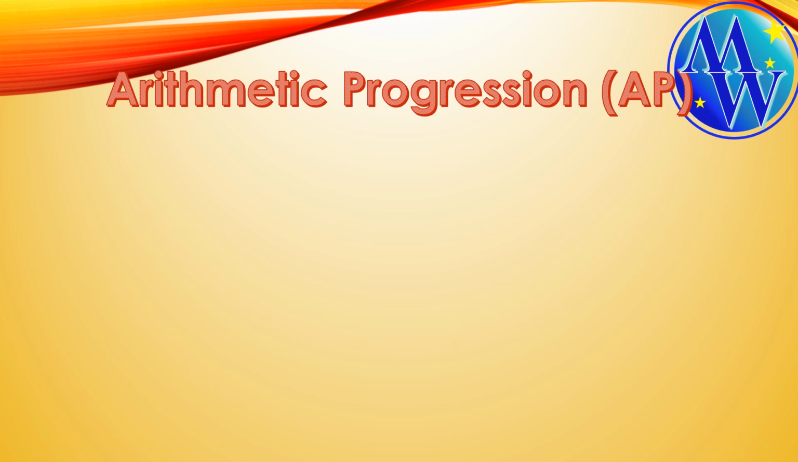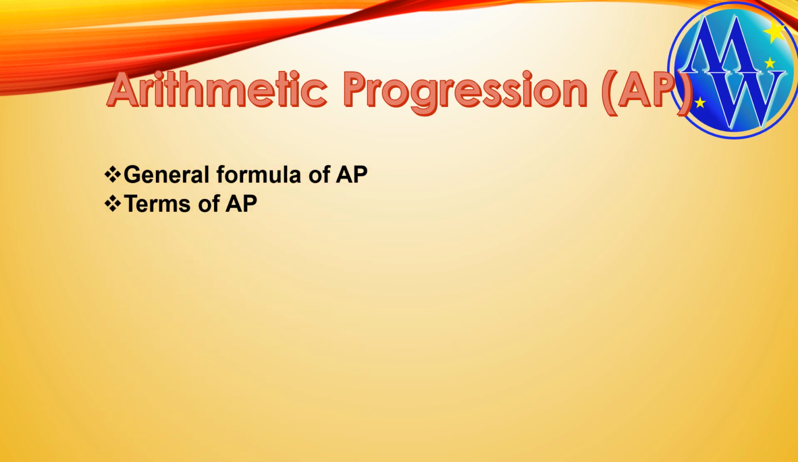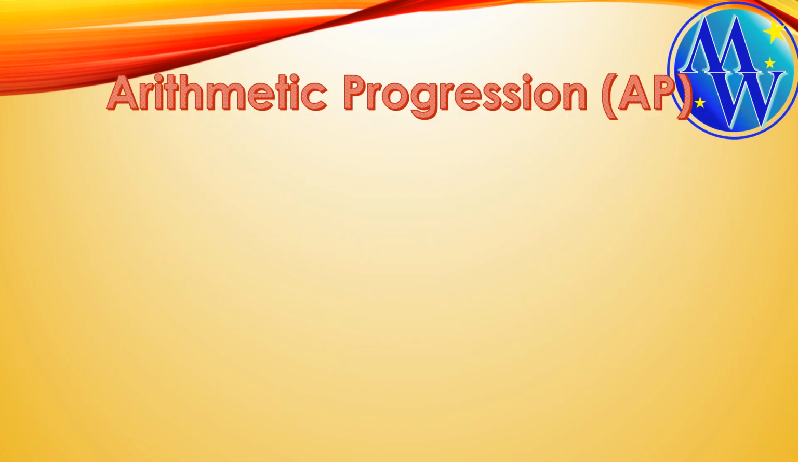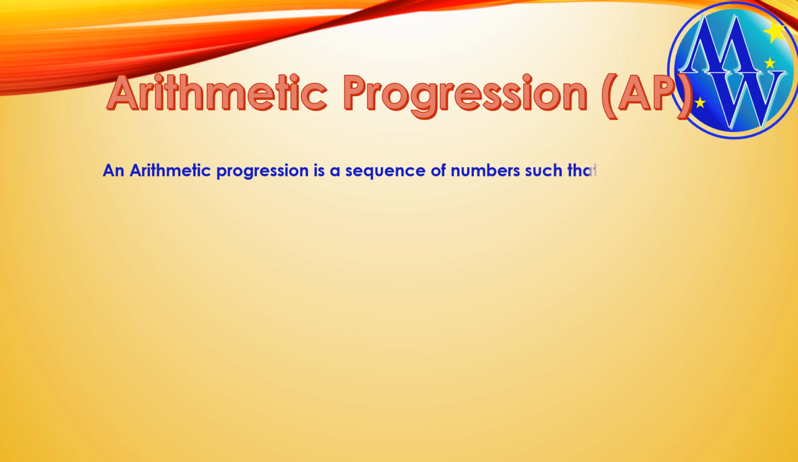Today I'm going to explain some basic parts of arithmetic progression, like the general formula of AP, terms of AP, the nth term of an AP, and some easy tricks and tips to solve problems of AP. So let's start. First of all, what is an arithmetic progression or AP? An AP is a sequence of numbers such that the difference between the consecutive numbers or terms is constant.